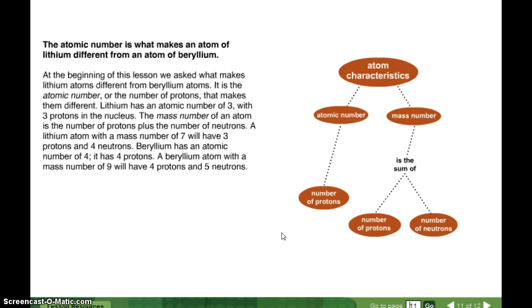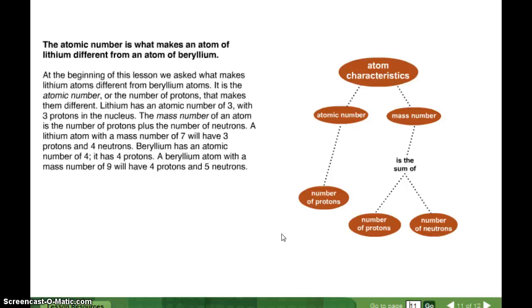The atomic number is what makes an atom of lithium different from an atom of beryllium. At the beginning of this lesson, we asked what makes lithium atoms different from beryllium atoms. It is the atomic number, or the number of protons, that makes them different. Lithium has an atomic number of 3, which means there's 3 protons in the nucleus.